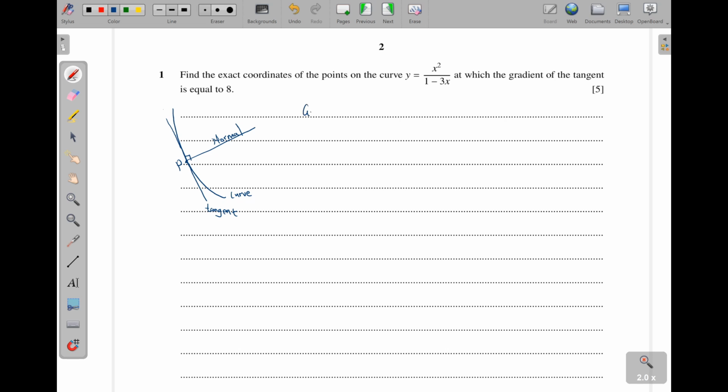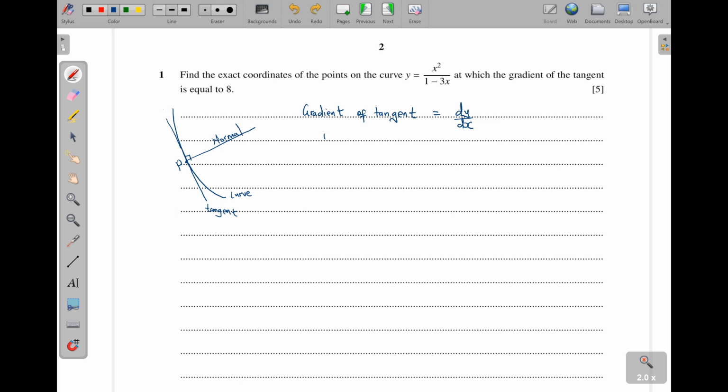So at the point of intersection, this P here, the gradient is the same. So gradient of the tangent, differentiation is the process of finding gradient of the curve. So gradient of the tangent is equal to that of the curve at the point of intersection, which is going to be equal to dy dx. Okay. Now, since this one is a quotient, I can use the quotient rule while we're differentiating this.